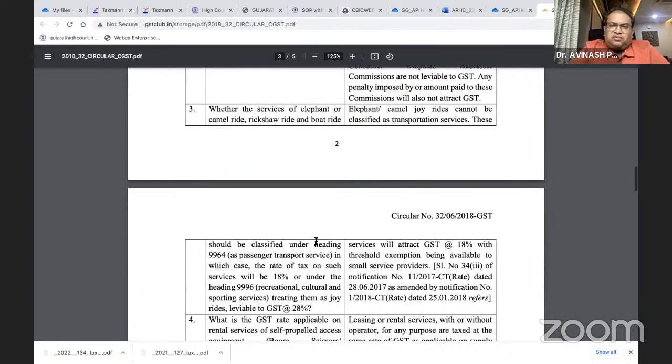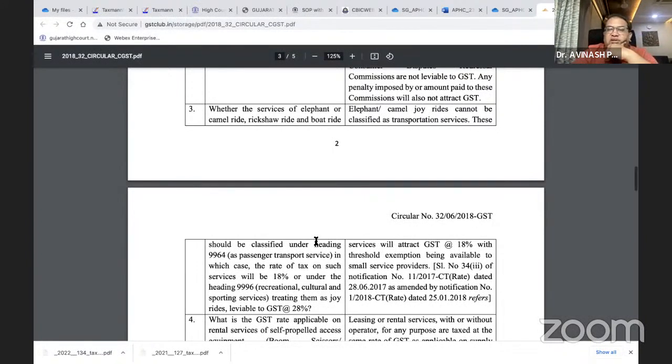Next, whether the services of elephant or camel ride, rickshaw ride, and boat ride should be classified under heading 9964 as passenger transportation service, in which case the rate of tax on such services will be 18%, or under heading 9996, recreational, cultural, and sporting services, treating them as joy rides leviable to GST at the rate of 28%. So, elephant ride or camel ride or rickshaw ride or boat ride, can it be or should it be classified in 9964, which attracts 18%, or 9996, which attracts 28%?